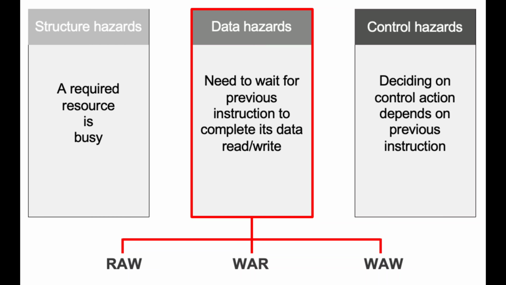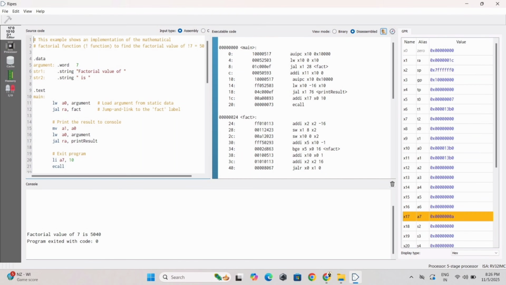So, coming to our program, the concept implemented here is to calculate the factorial of a number using recursion in RISC-V assembly language. The program loads the number 7 as input, calls a recursive factorial function, and then displays the result in the console as: factorial value of 7 is 5040.